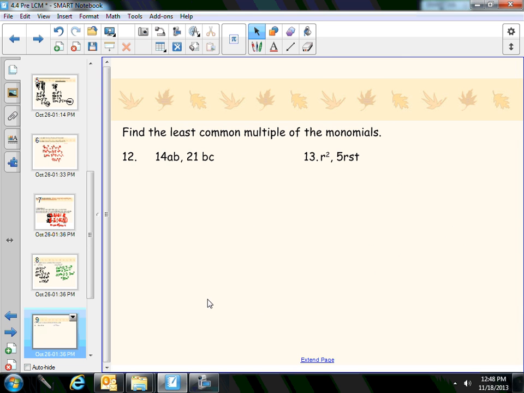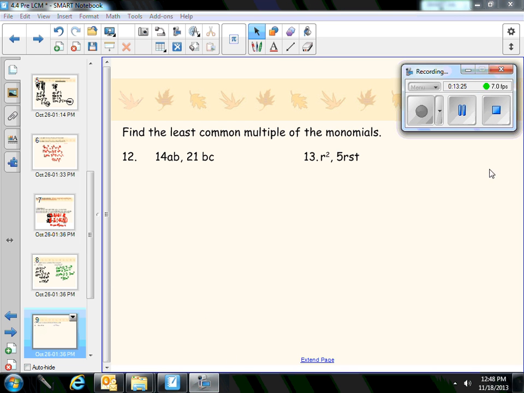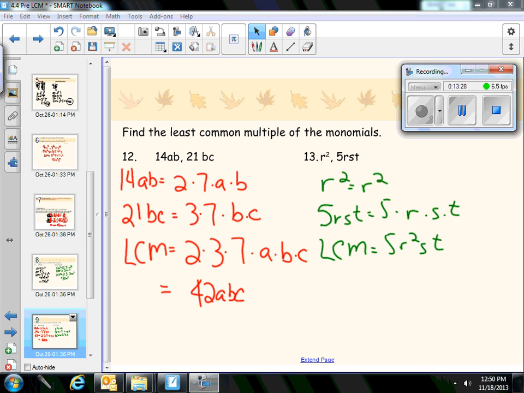Okay, I have two more. I will pause the video. You can come back and check your work on these. Okay, notice the LCM for each one, and they each have been put in order. When you're dealing with variables, put them in alphabetical order.